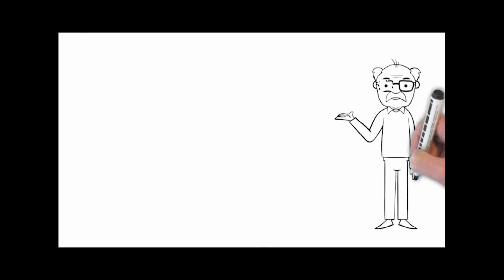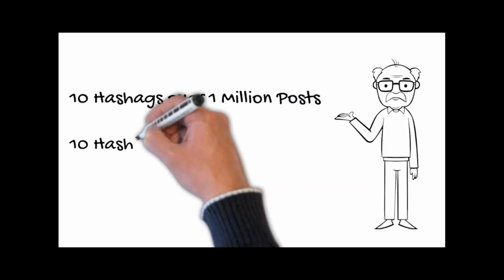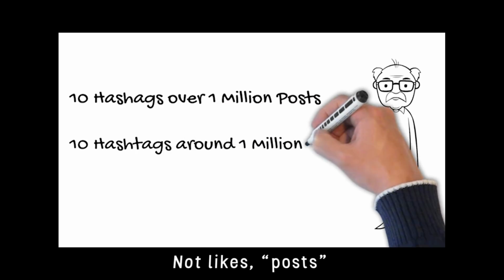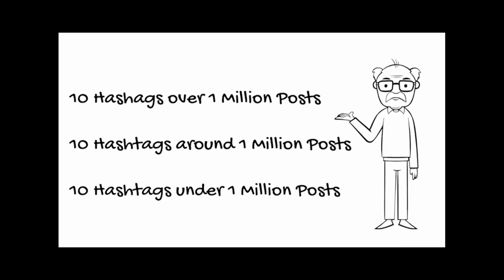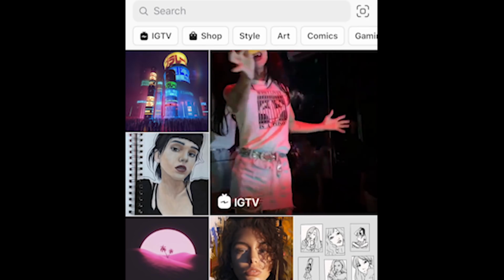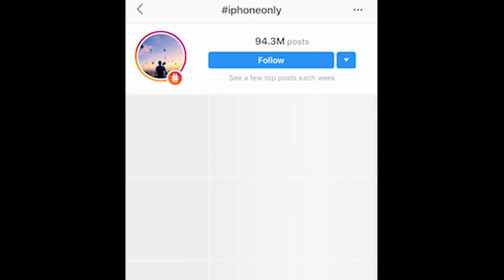First of all, you should try to find 10 tags that are over 1 million likes. You should also find 10 tags that are around 1 million likes. And finally, try to find around 10 more tags that are under 1 million likes. Now this is actually much easier to do than you think. All you have to do is go into the Instagram app and start typing in a hashtag. And right there it will tell you exactly how many posts that hashtag has. You don't need to buy an external app for this.